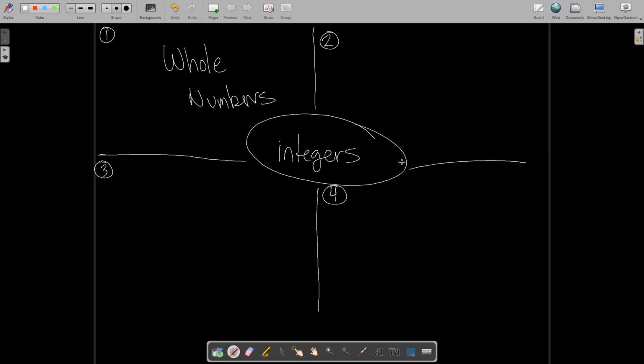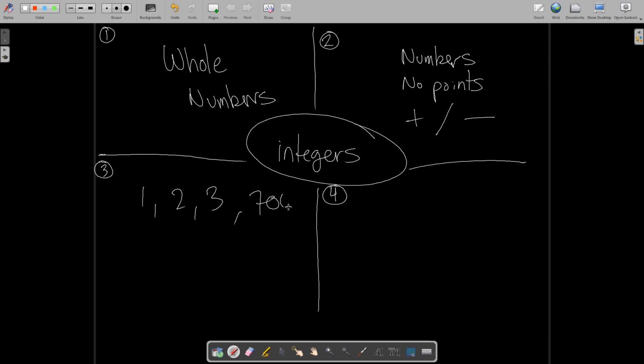Okay, so some characteristics. They're numbers, obviously. So every integer is a number. Okay, there are no points. So you have no decimal points anywhere. And we know they can be positive or negative. Okay, so some examples real quick. 1, 2, 3, 700. Those are all integers, as are -5, -6, -1,728. All of those are integers. Any whole number is an integer. Okay, so if you start thinking every time you would say whole number, just change that word to integer, and you're on the right track.